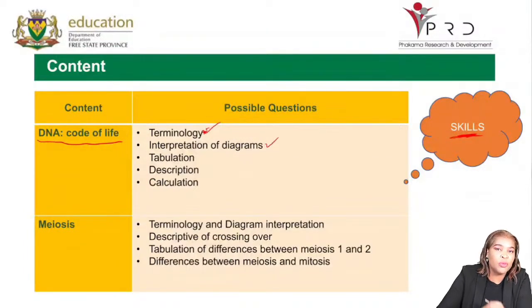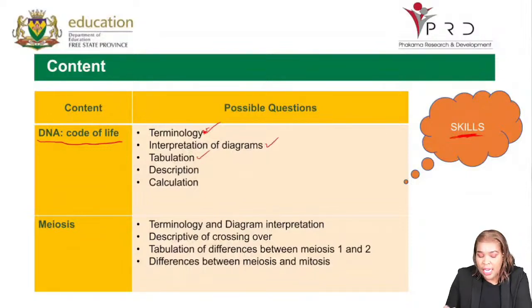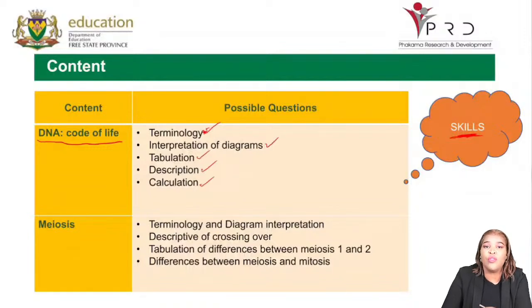They can give you diagrams on protein synthesis, a diagram on DNA replication, any diagram. Then you must be able to tabulate those differences. They can say tabulate the differences between RNA and DNA. Then there could also be a description where you are describing the whole process. So you can be asked this question, and you can also get a question where you have to calculate. When you are doing protein synthesis, you can calculate the amount of nitrogenous bases, the percentage there. So you can expect any question of that sort.